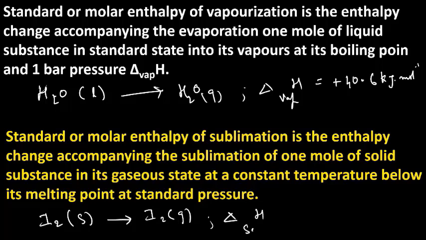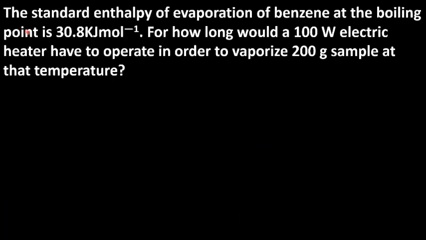So, delta H sublimation is equal to plus 62.4 kilojoule. All these phase transitions are endothermic, that is, they absorb heat from the atmosphere. Therefore, one state of the substance changes to another state: solid to liquid, liquid to vapor, and solid to vapor. Now, let us do some problems based on enthalpy of formation, enthalpy of reaction, and enthalpy changes involved in phase transition.